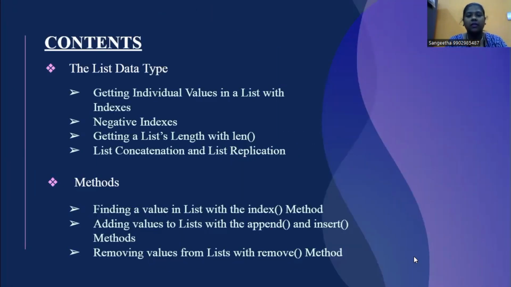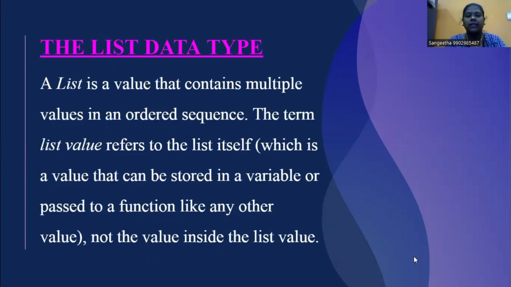So the contents we are going to discuss today are the list data type, getting individual values in a list with index, negative index, getting a list length with the len function, list concatenation and list replication, and the methods: finding a value in a list with the index method, adding values to a list with the append and insert methods, and removing values from the list with the remove method. So the first topic we are going to discuss is the list data type.